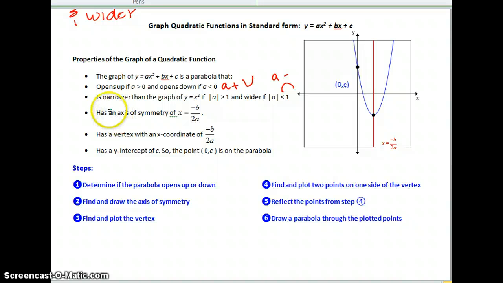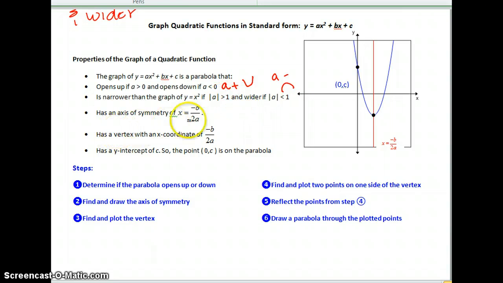And this graph is narrower than the graph y equals ax squared if the absolute value of a is greater than 1. That means if you get any number that's bigger than 1, then it's going to be more narrow. If you get any number that's a fraction, like less than 1, then you will get something that's a little bit wider, stretched out more.